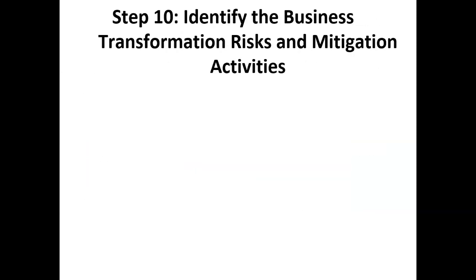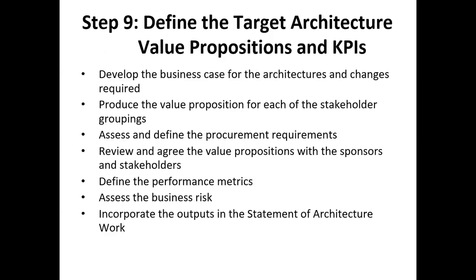Now, step number 9. Define the target architecture, value proposition, and KPI. Now tell me, what do you understand by a KPI? Key performance indicators. Very good. So what exactly is a KPI? The parameters which you monitor for delivering the value or the results. Those are measured using KPIs. A key performance indicator is an indicator for the performance, correct?